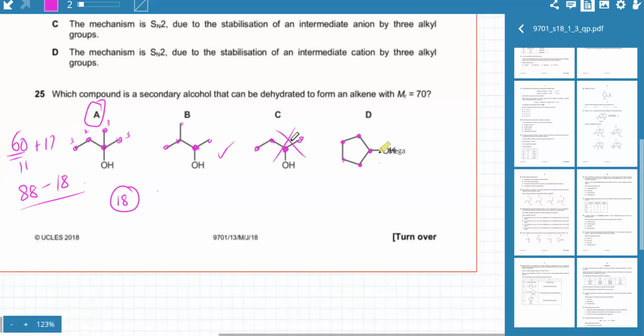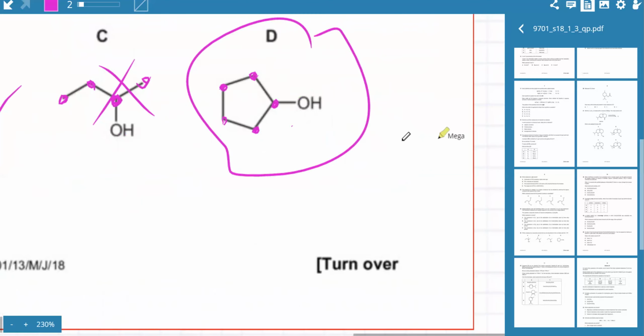Which compound? So it's either B or D. Both of them would have an MR of... This one is not going to give you 70. It's a cyclic compound, so this is going to be incorrect. Count the number of carbon atoms. That's 5. So that's 60.